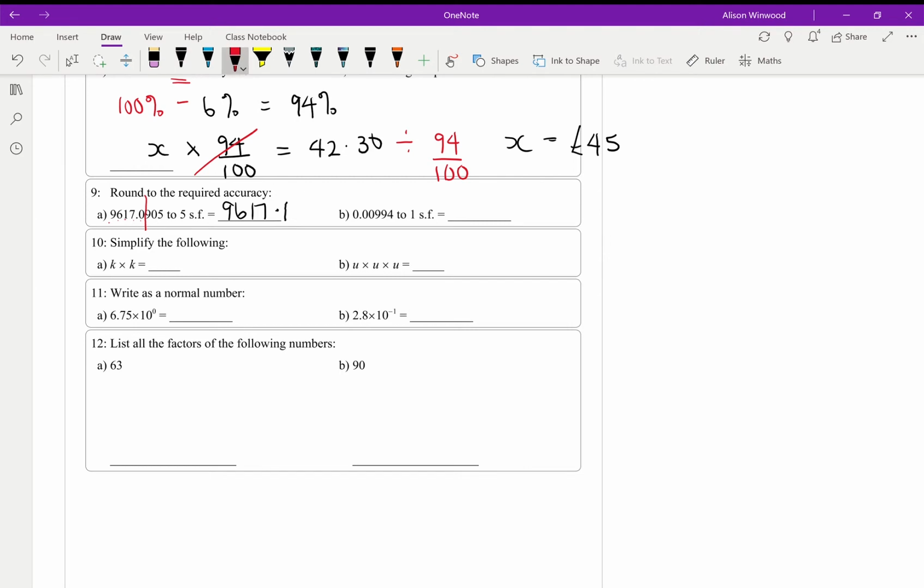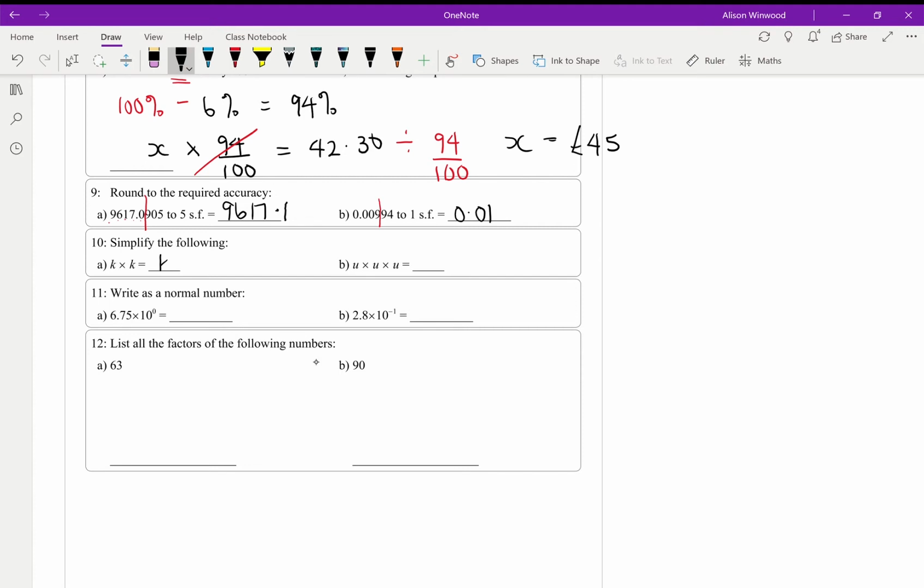To one significant figure, I start counting once I've got beyond the first 0. So the first 9 is my one significant figure. But 9 is followed by another 9, so it's going to round up to 10, so it'll be 0.01.